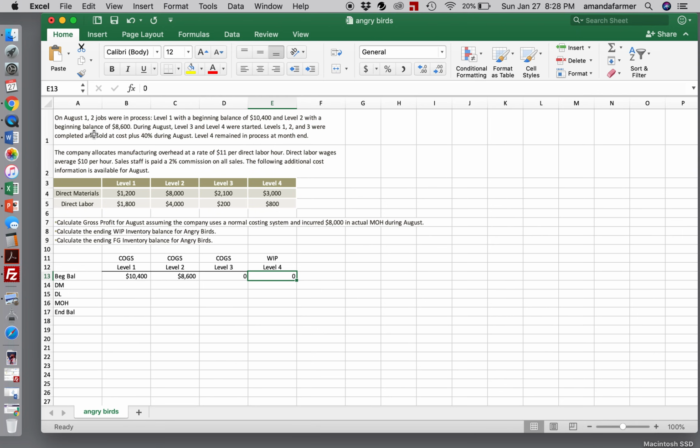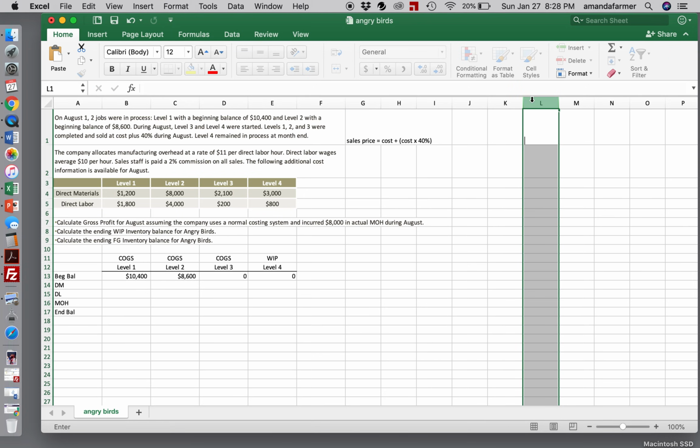So let's go ahead and try to attack this cost plus. Basically what this is saying, if you look over to the side, is that whatever I'm going to sell the job at, the sales price of the job, is equal to the cost of the job plus the cost times 40%. That 40% is sometimes referred to as a markup percentage.